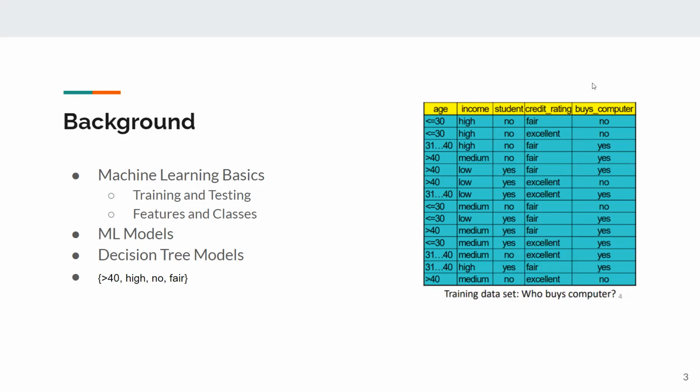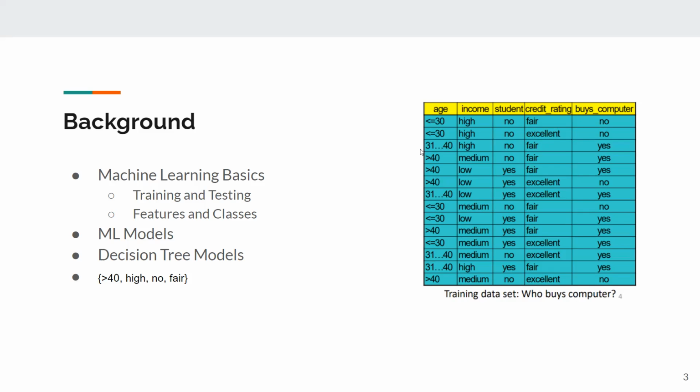Since we aim to know the value of this attribute, we call this attribute the class, and every other attribute is a feature. Let's examine the first record here. For all customers whose age is 30 years or younger, who have high income, who are not students, and who have a fair credit rating, we find, based on historical records, that they are not willing to buy computers.